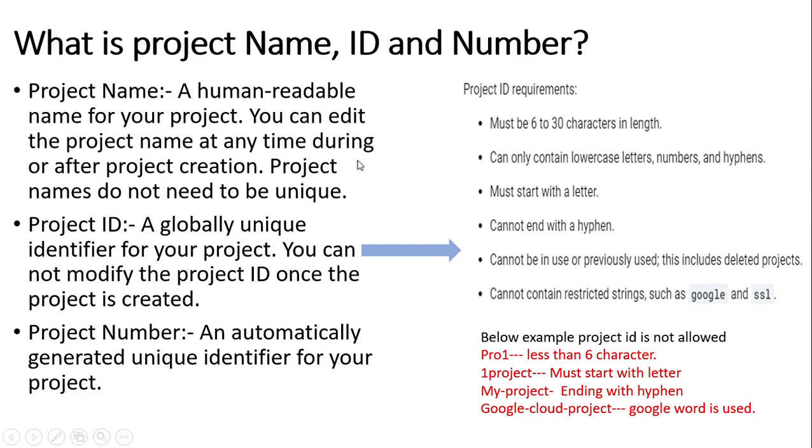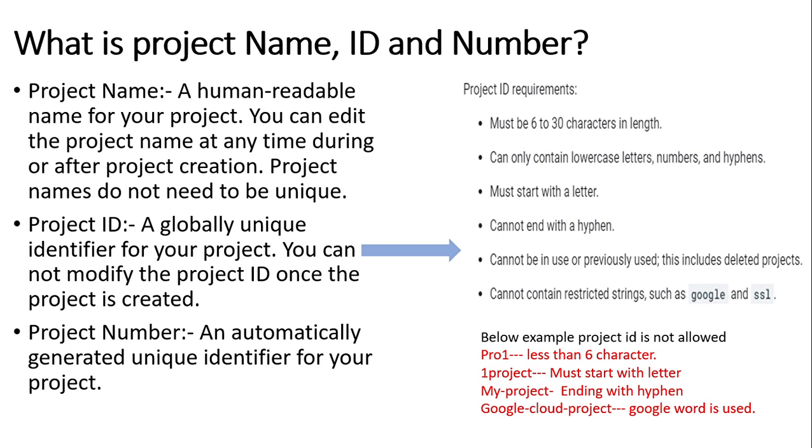Once the project is created on the Google Cloud Console, you will find three things related to the project: project name, project ID, and project number. So let's see what those things are. Project name is a human readable name for your project. You can edit the project name at any time during or after the project creation, and project names do not need to be unique globally.